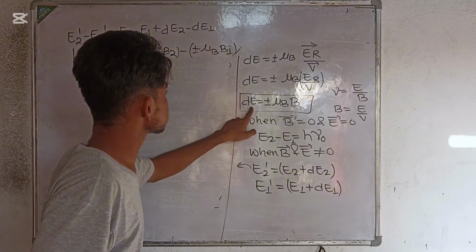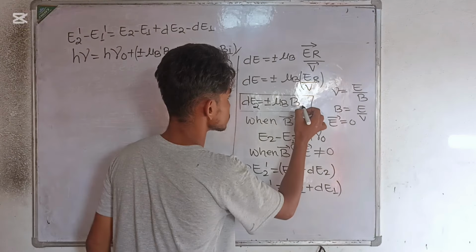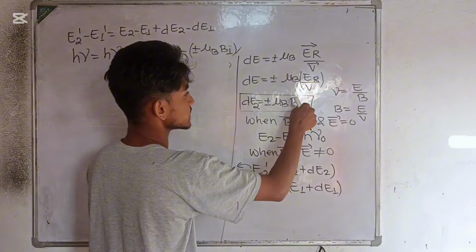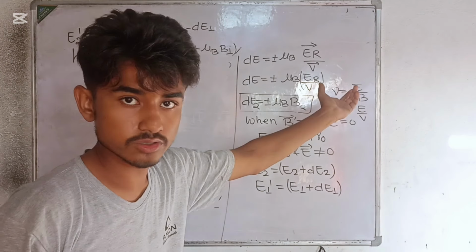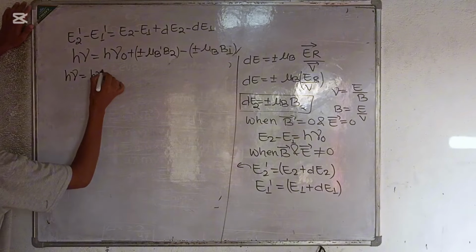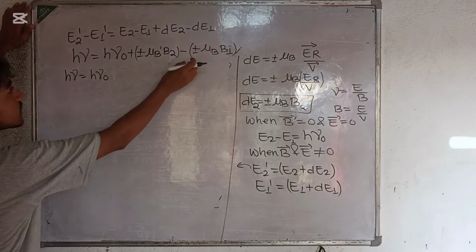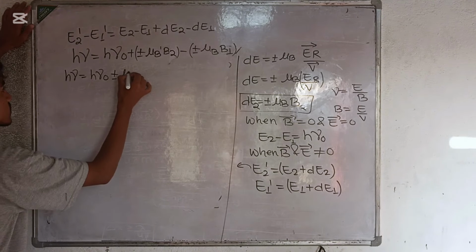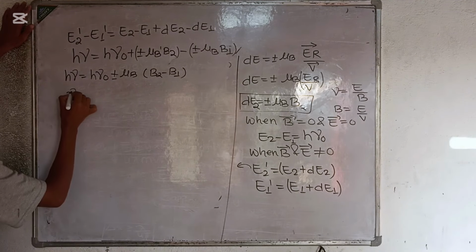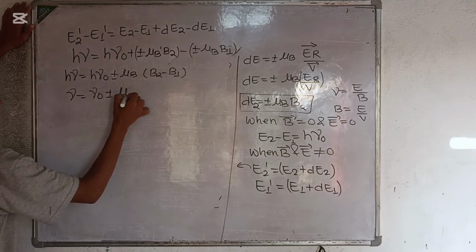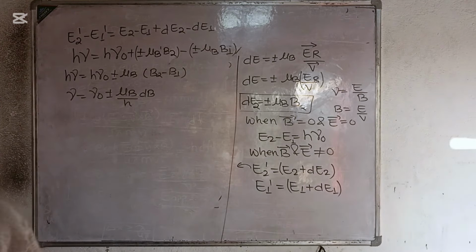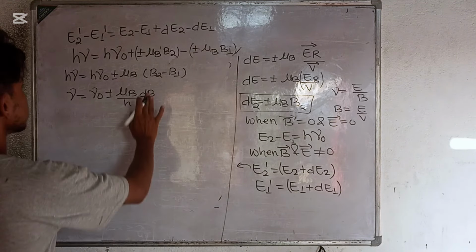So if you put the second energy state, you have to use the electric field induced in the second orbit by the velocity in the second orbit, and this ends up giving you B2, and likewise B1. So h nu is nothing but h nu naught, and if you take plus minus mu here, you will get B2 minus B1. So nu is equal to nu naught plus minus mu B upon h, dB, right? I'm writing dB, whether it is delta B.